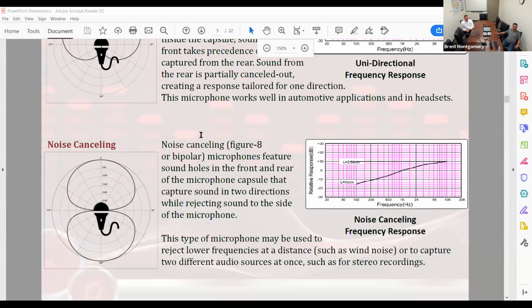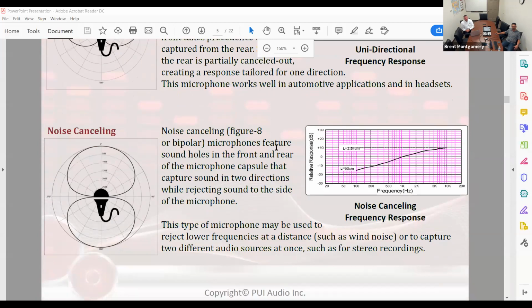Last but not least is the noise canceling microphone. And how these work is they have holes in the back and holes in the front. And as you move away from the microphone, it starts to cancel out the lower frequency sounds. These are typically used in an automotive environment where you would have a lot of road noise or a lot of wind noise. And what it's going to do as you get lower in frequency and further away, it's just going to drop out all the stuff you don't want to pick up.